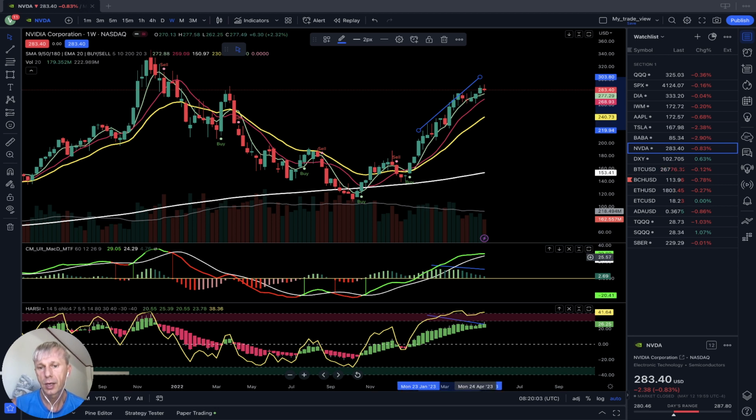MACD is trying to do a bearish crossover. Looks like it's ready for a bearish reversal. No confirmation yet. RSI is very overbought, in overbought territory. It has bearish divergences on RSI. Look at it, price action uptrend, the bearish divergences on RSI. Bearish divergences on MACD histogram.